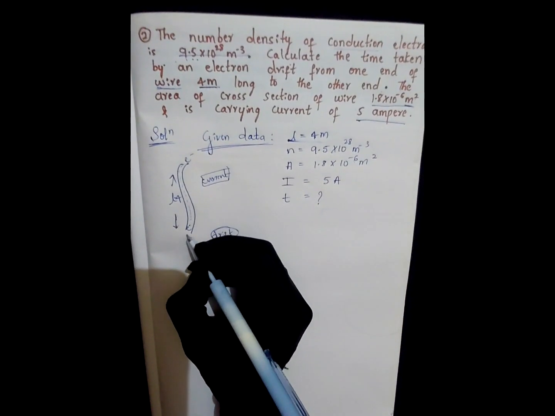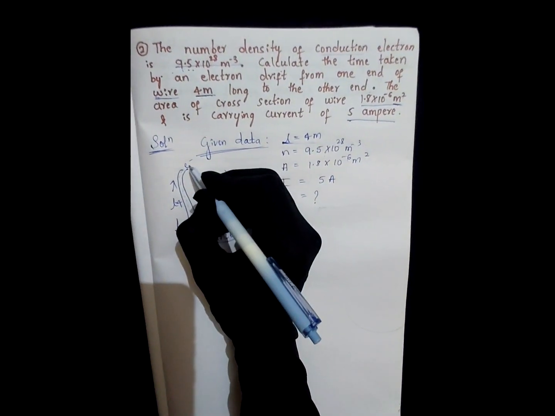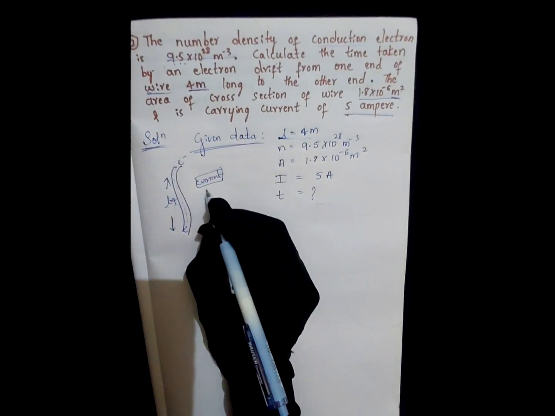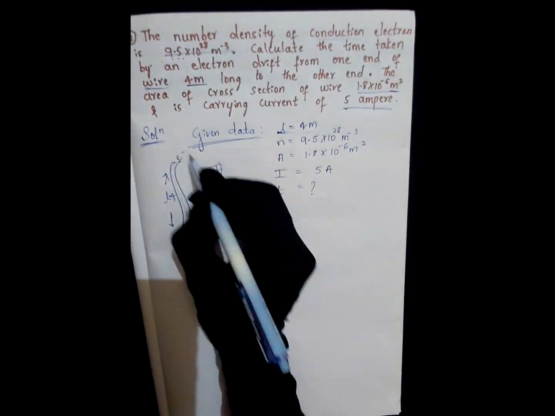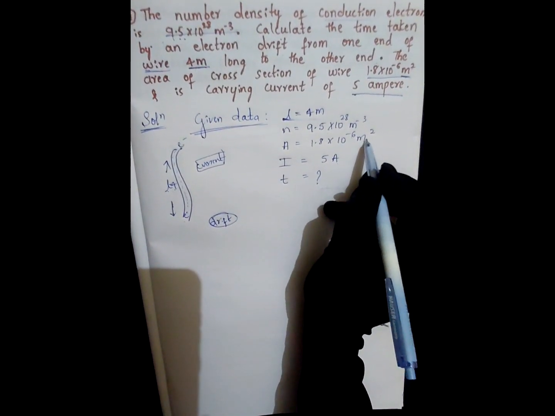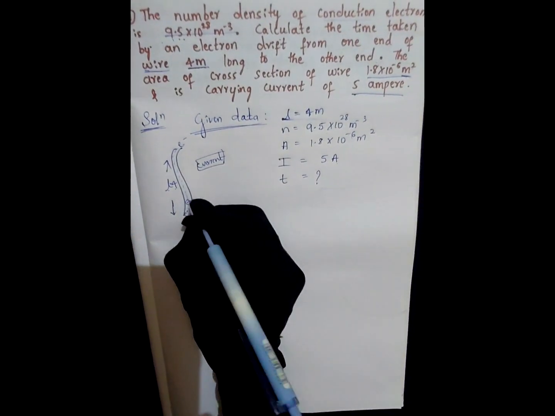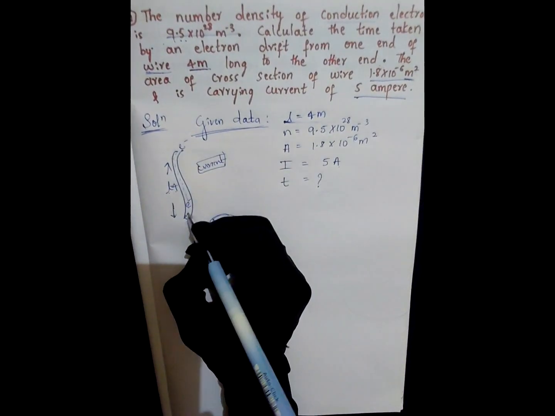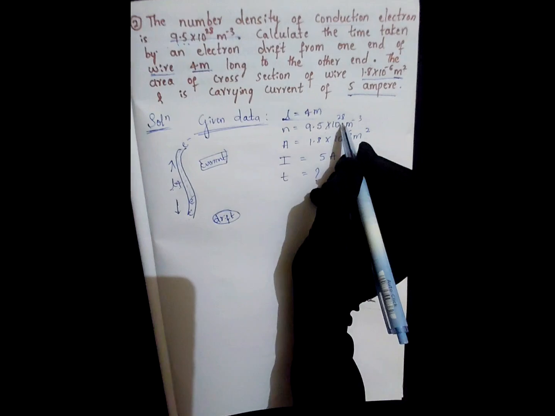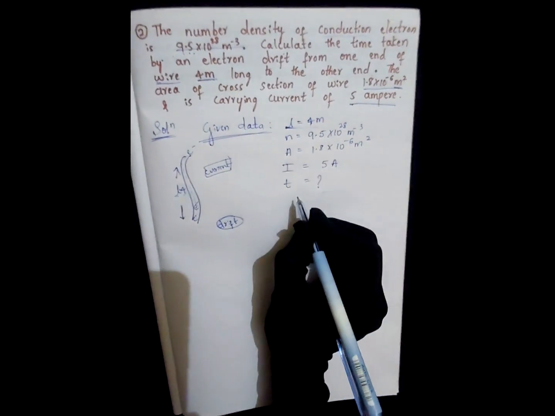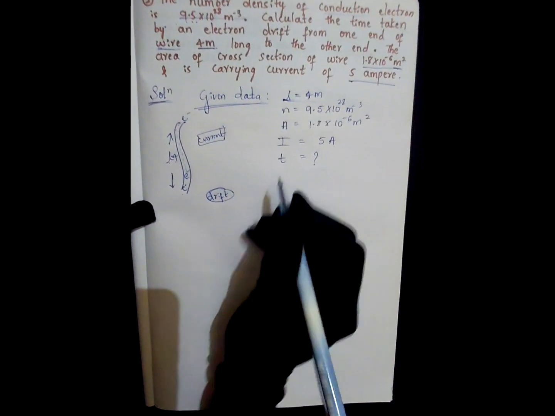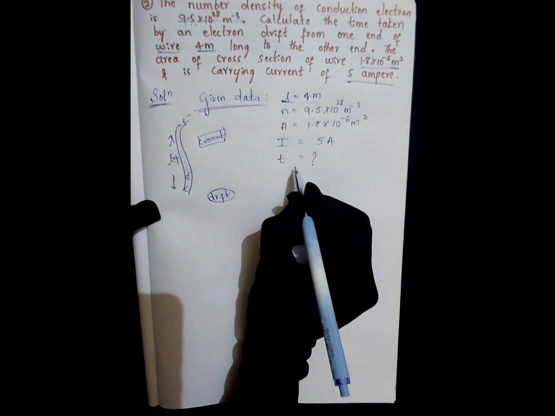When the electron moves from one end of the wire to the other end, the length is L equal to 4 meters, the current is I equal to 5 ampere, and the area of the wire is 1.8 × 10^-6 meter squared. Not only one electron, a number of electrons, 9.5 × 10^28, are passing from one end to the other. So here we need to find the value of time.